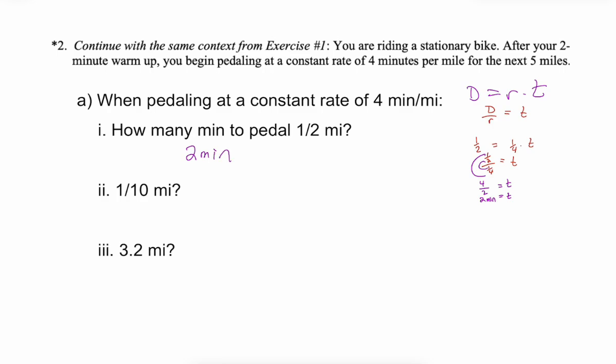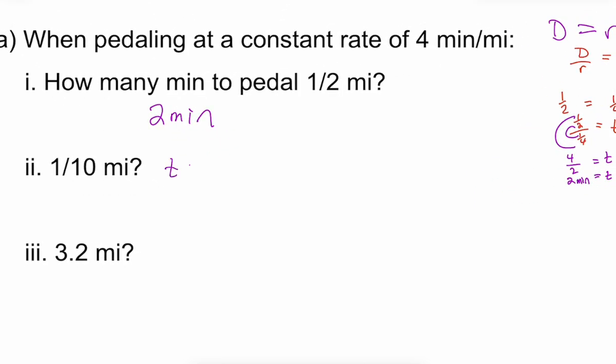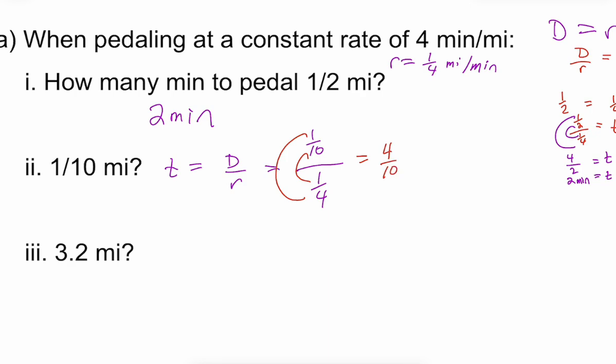Okay. Now, part 2 says 1/10 of a mile. So remember, we have that new equation that it's distance divided by rate. Remember, for it to be a correct rate, we need to use 1/4 of a mile per minute. So that's what we're going to use as our rate. So in this particular context, the distance is 1/10. Our rate is 1/4. Do big C over little c. That puts 4 on top over 10.